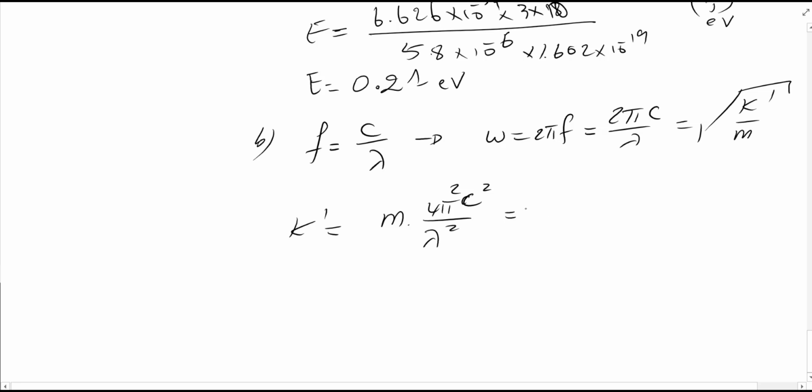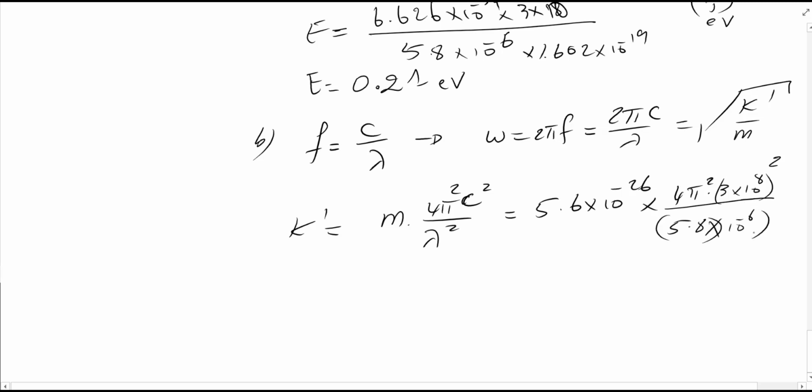So the mass is 5.6 times 10 to the negative 26 kilograms, times 4 times pi squared times 3 times 10 to the power 8 squared, and the whole thing is divided by the wavelength squared, which is 5.8 times 10 to the negative 6 squared. Let's see what this k prime turns out to be.